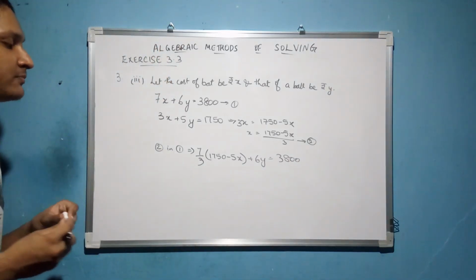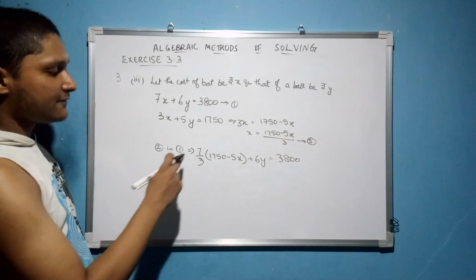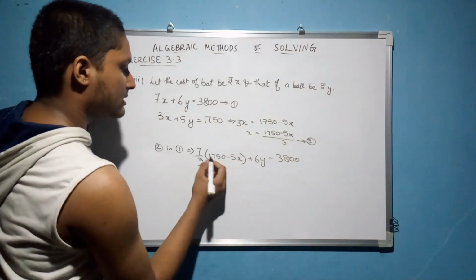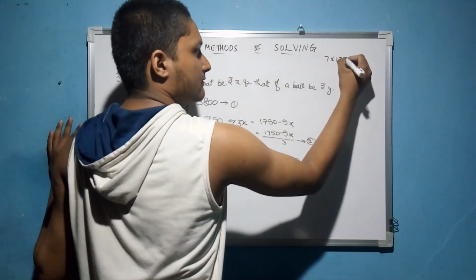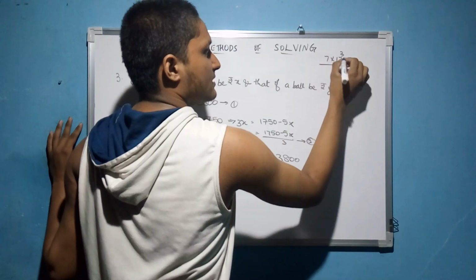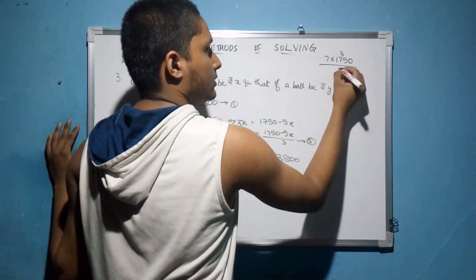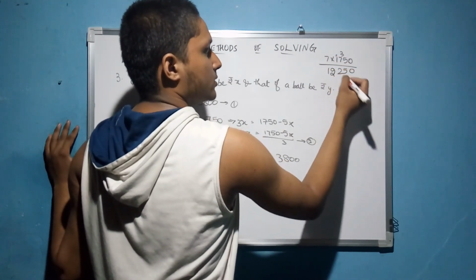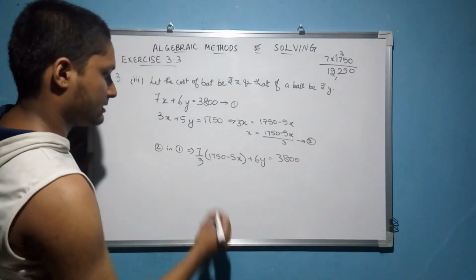Okay, that much is over now. So now it is all about multiplication. 7 by 3 into 1,750, how are we going to multiply that? First of all we need to take the LCM for better addition. 7 into 1750: 7 times 5 is 35, 7 times 7 is 49 plus 3 is 52, 7 times 1 is 7 plus 5 is 12. So 12250.